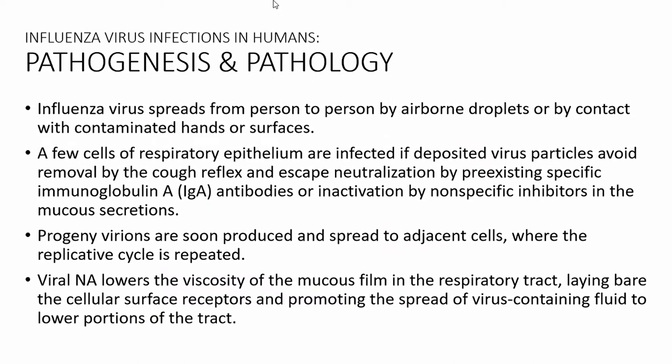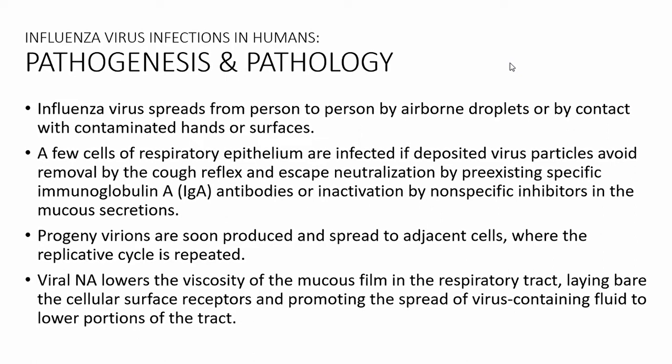Influenza virus spreads from person to person through droplets or through contact with contaminated hands or surfaces. A few cells of respiratory epithelium are infected if deposited virus particles avoid removal through the cough reflex, and they are not neutralized by the immunoglobulin A that is pre-existing in the epithelium, or inactivated by non-specific inhibitors in the mucous secretion. Progeny virions are soon produced and spread to adjacent cells where the replicative cycle is repeated.